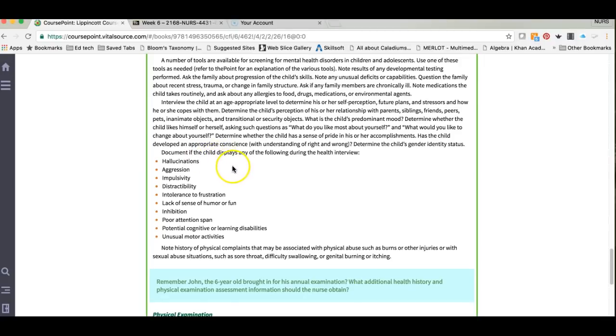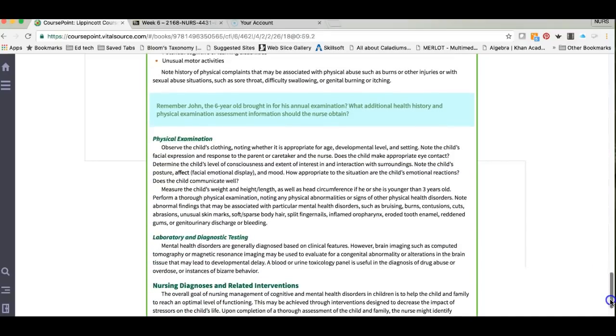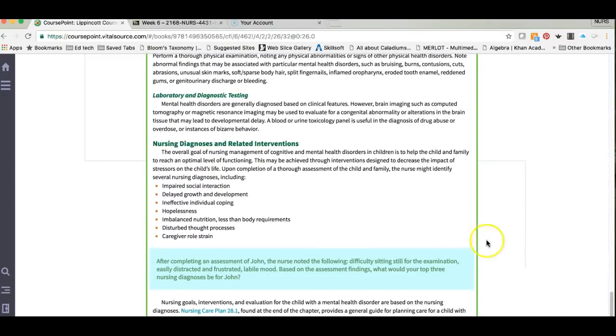If you're interviewing the child, you want to look for things like this. Okay. Impulsivity, distractibility. You know, can the child sit still for the assessment? Those are all things to watch for.